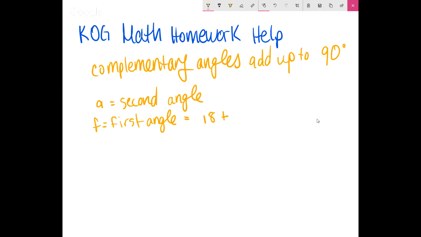So 18 degrees more than 4 times the second angle. 4 times the second angle, that would look like this. 4 times A, 4A. 4 times the second angle.